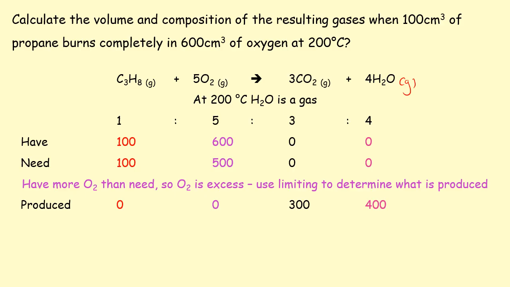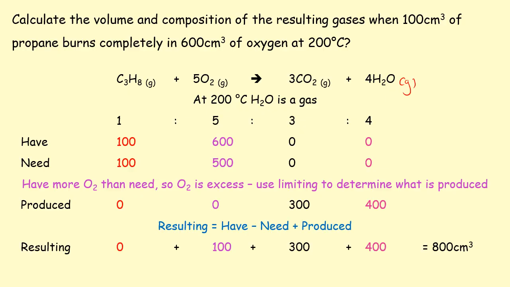And that means we're going to use that 100 propane to determine how much carbon dioxide and how much water we would produce, which is 300 carbon dioxide and 400 water. In total, 700. So at the end, resulting, no propane left over, 100 oxygen left over, 300 carbon dioxide produced, 400 water vapor produced, giving us a total of 800 centimeters cubed, which makes a big difference to our total volume. So that has been what is excess and applying it to gas situations.